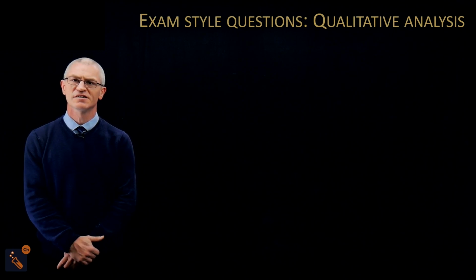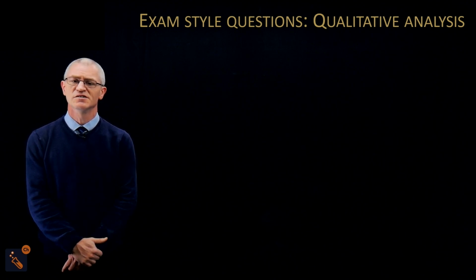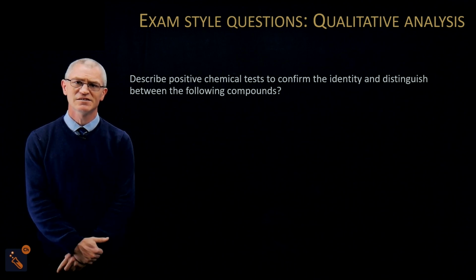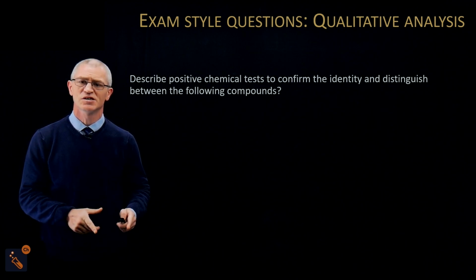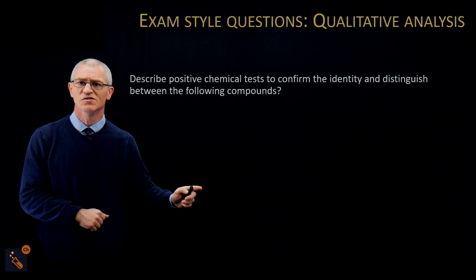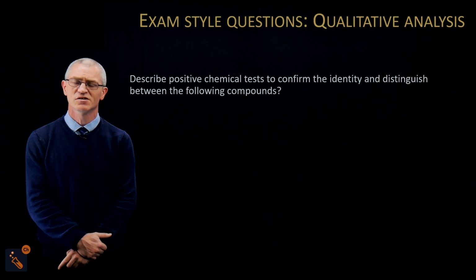We're now going to pull this into an exam-style question on qualitative analysis, and this is basically when you have chemical tests done within the laboratory, colour changes and so on, and you have to identify and distinguish between different functional groups. So the question normally is written like this: describe the positive chemical test to confirm the identity and distinguish between the following compounds. If you're confirming the identity, you have to do a test to make sure you know what something is. Distinguish, you just have to make sure you do enough tests to prove that they're not the same as each other. But it says confirm the identity in this question, so we have to do enough tests to know exactly what everything is if we're given some options.